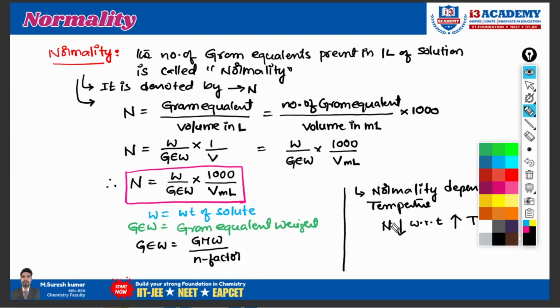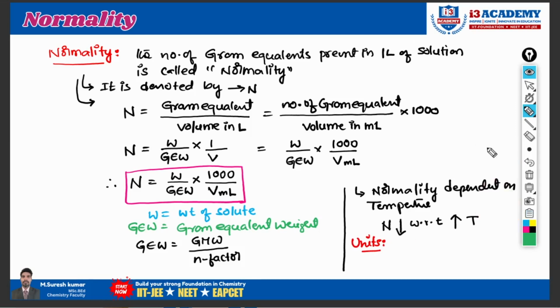And finally, units of normality. As we discussed earlier, the formula itself says that the units of normality are the number of gram equivalents per liter. These are the units of normality.